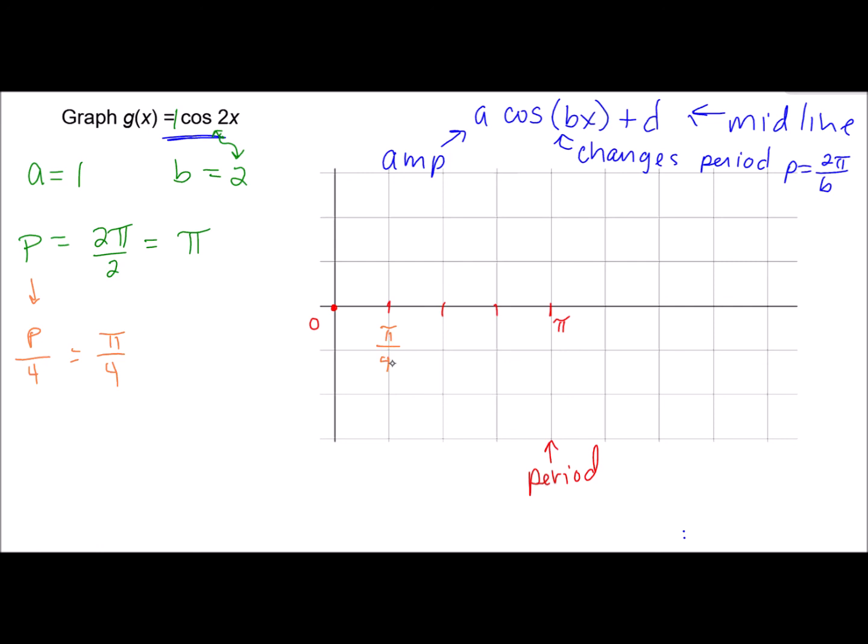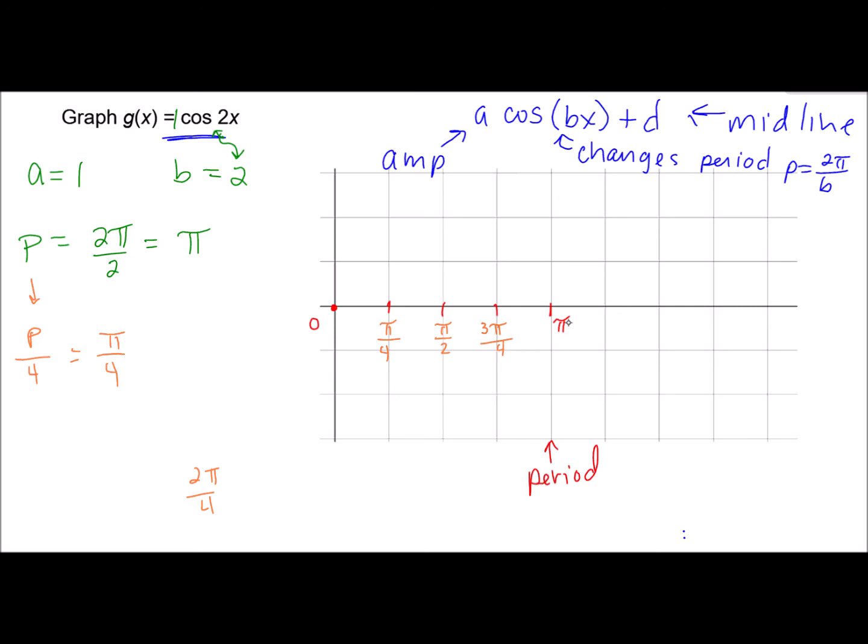Now you just count. That one right there was 1 pi over 4. So think of it as 1/4. Then the next one would be 2 pi over 4, which reduces down to pi over 2. And then 3 pi over 4, and pi at the end, 4 pi over 4 technically.